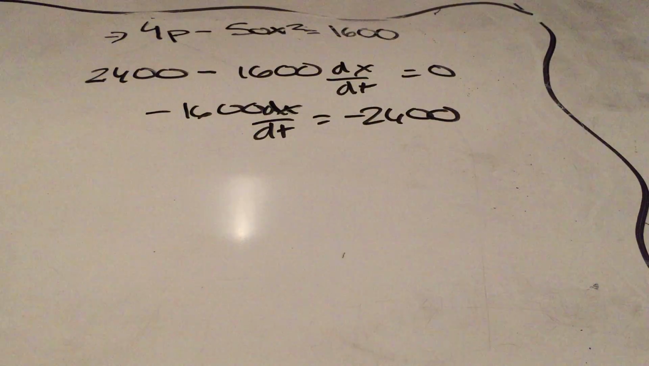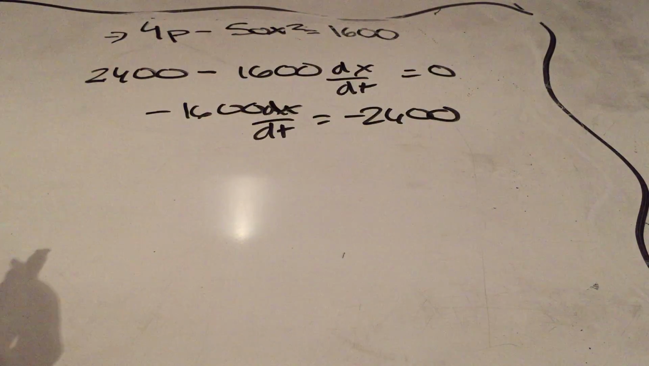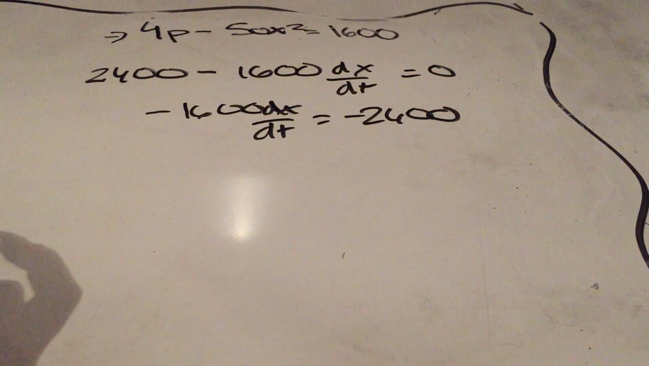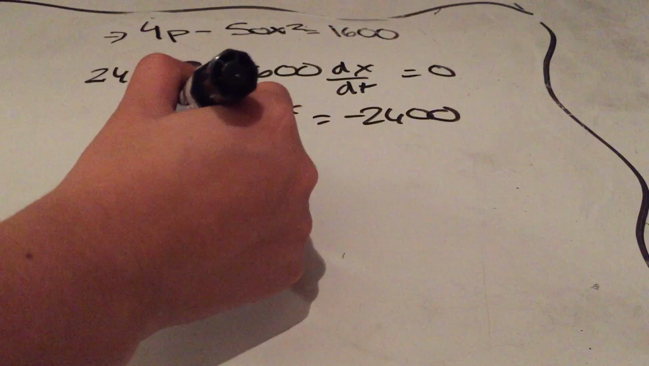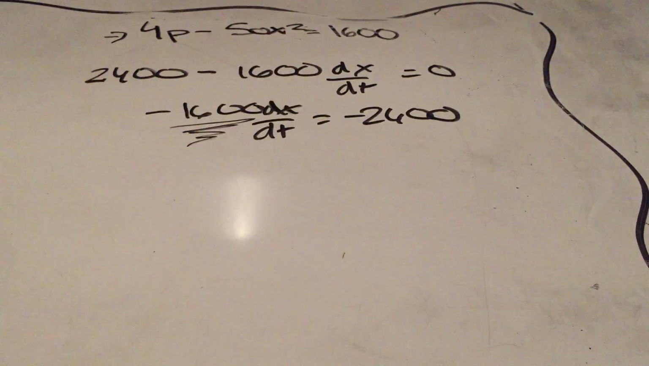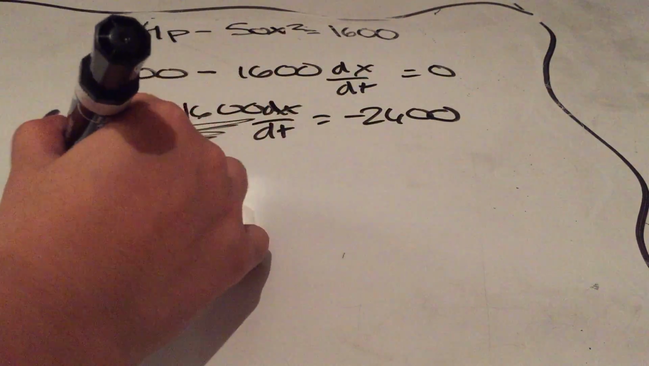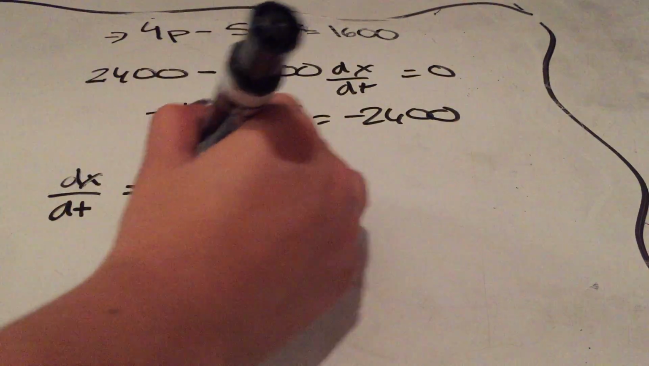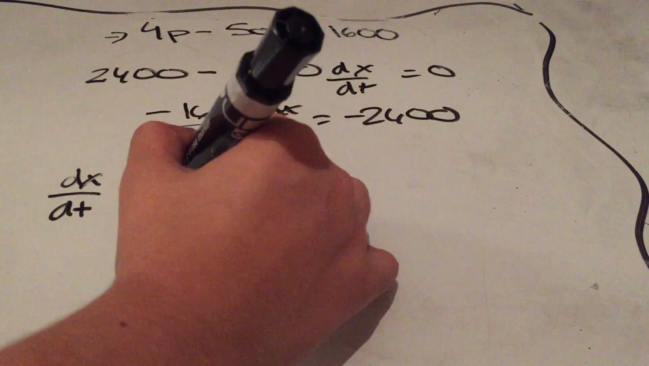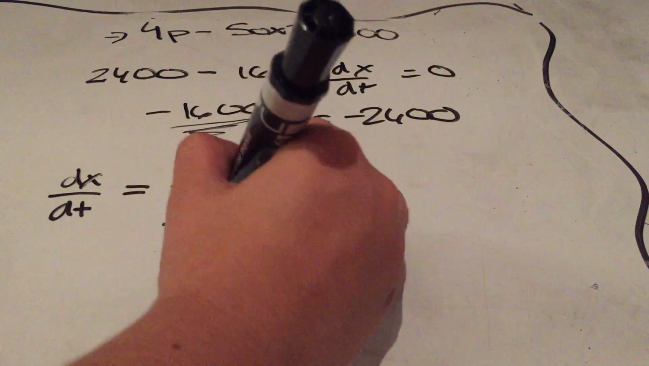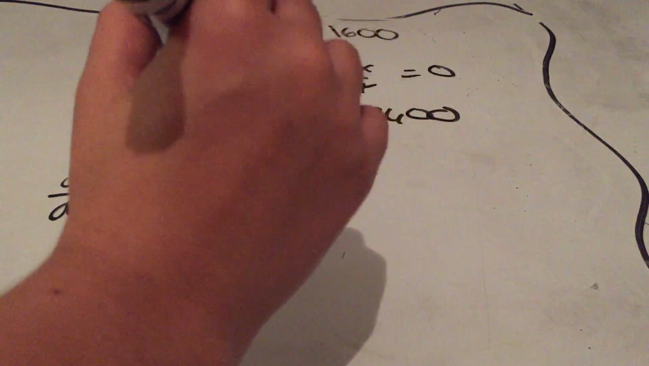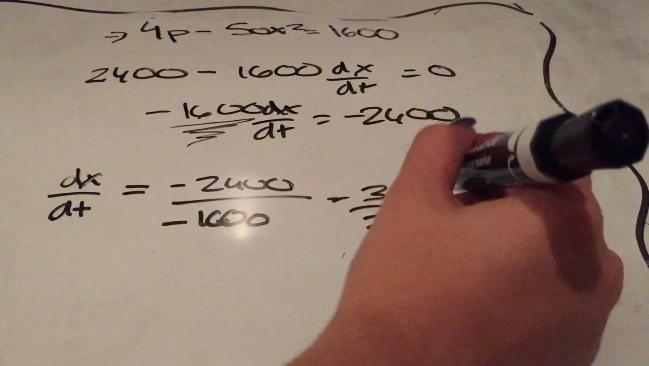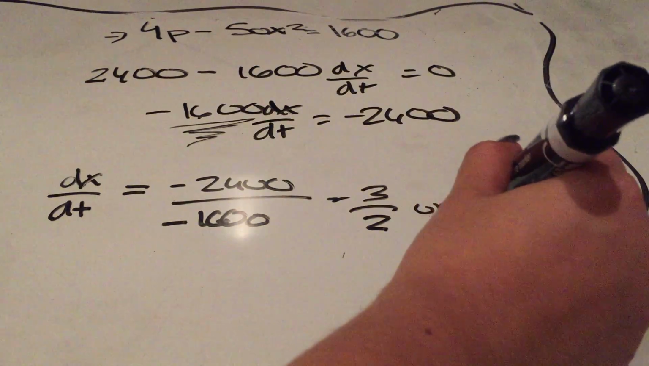Now like we've done before, we want to divide by this number right here. So we're going to have dx over dt, which equals negative 2400 divided by negative 1600, which equals 3 over 2, or 1.5.